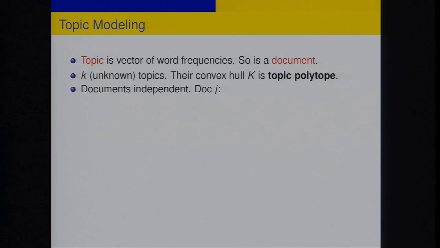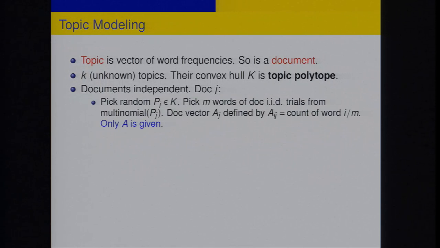Documents are independent. They're generated as follows. To generate document j, I come around and pick a random probability vector P_j in the topic polytope. So this P_j is a convex combination of topics, because the vertices of K are topics. And then I pick some number of words of the document in IID trials with P_j as a multinomial probability. So the P_1j gives you the probability of word 1 and so on in each of the M trials.